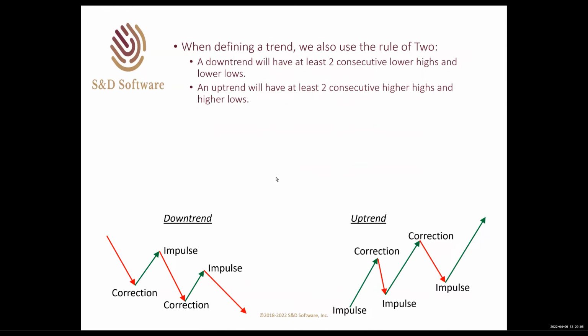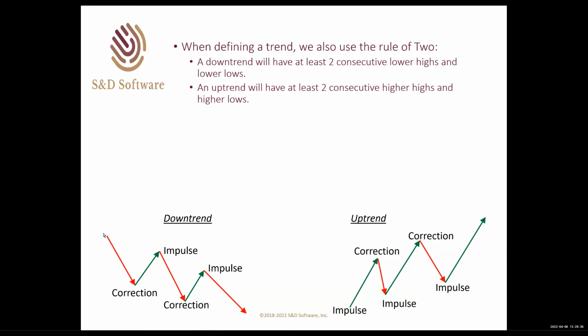Now, what we've done so far is we have basically defined the impulse and corrective moves, which are part of the trend. So now it's time to define the trend itself. And when we define the trend, we're also going to end up using the rule of two. So in the case of a downtrend, we're going to have at least two consecutive lower highs and lower lows. For an uptrend, we're going to have two consecutive higher highs and higher lows.